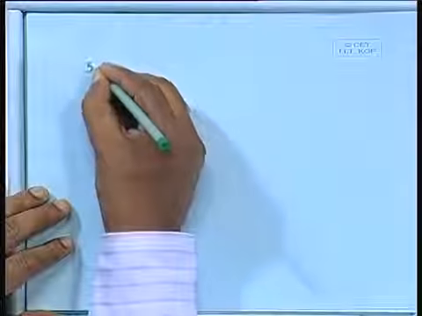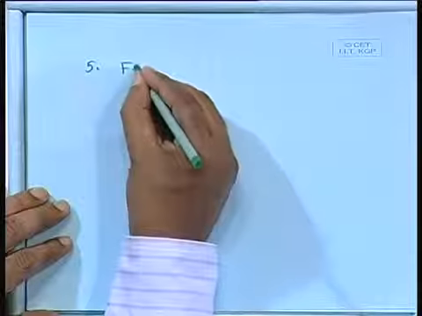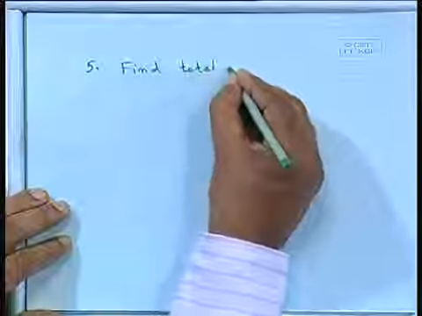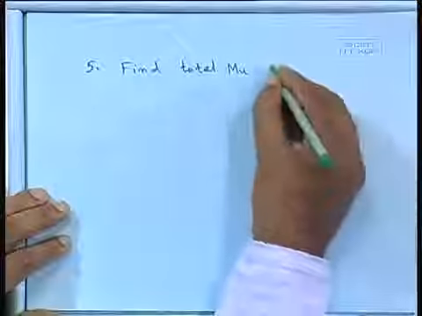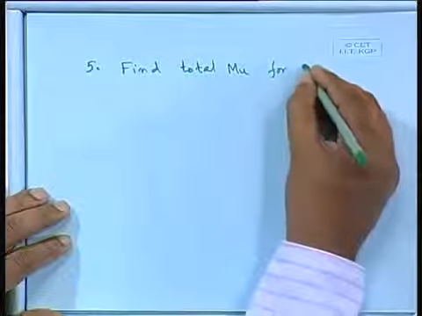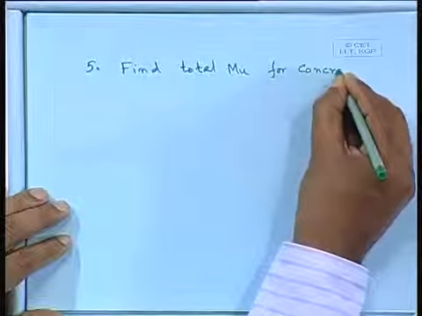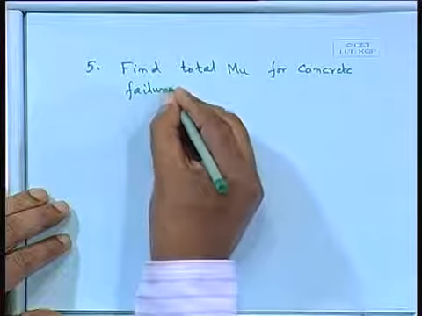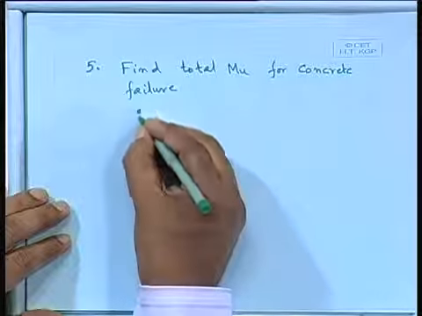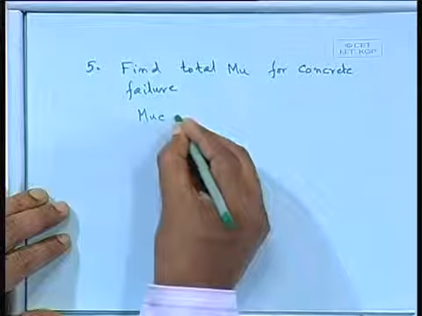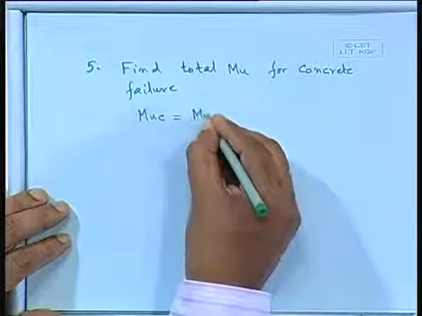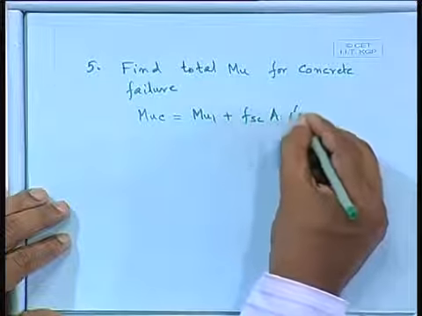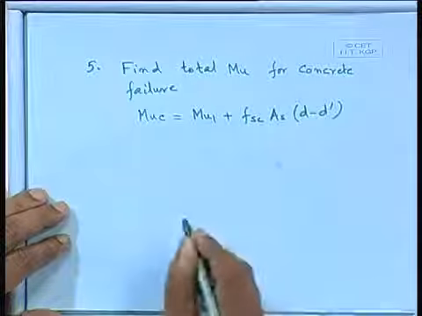Number 5, find total Mu for concrete failure. We can designate it as MUC equal to MU1 plus FSC ASC times d minus d dash.